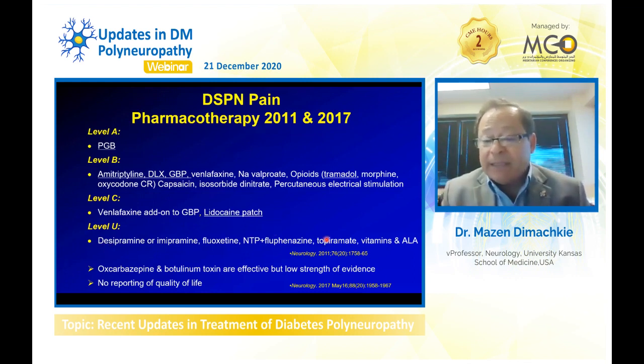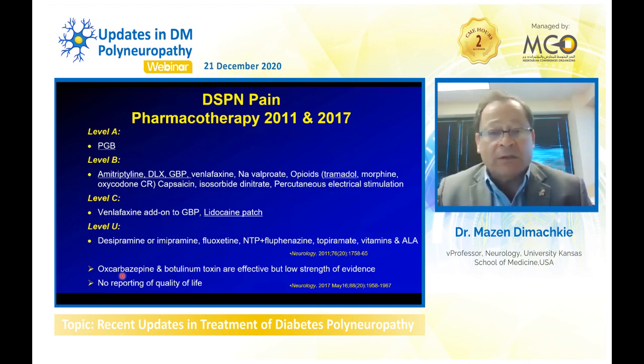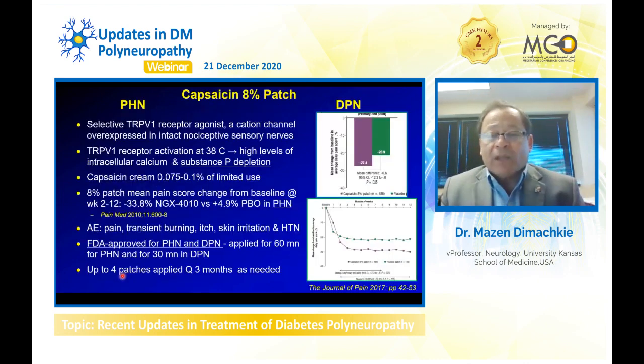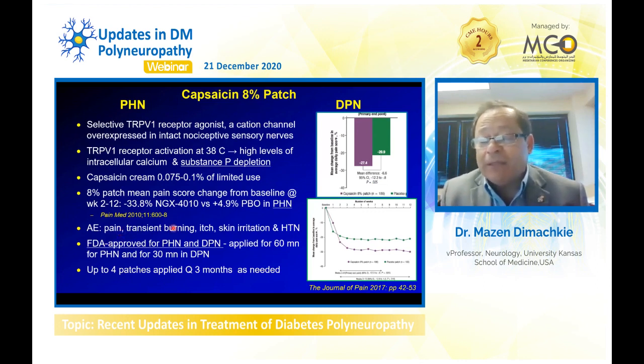Now, the update in 2017 was to add oxcarbazepine and low dose 5-10 units, different areas of the foot, botulinum toxin injection as effective, but with low strength of evidence, and was a call to arms for more long-term studies, more reporting on quality of life. Now, since that, in 2017, there's been an update that I wanted to bring to your attention to, and we're starting to implement it in our clinic.